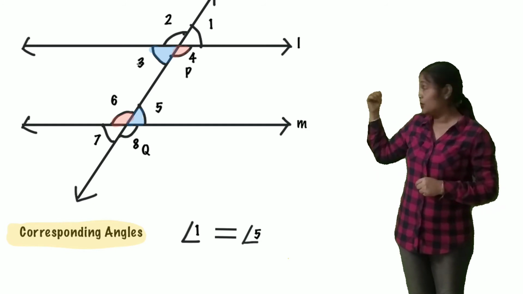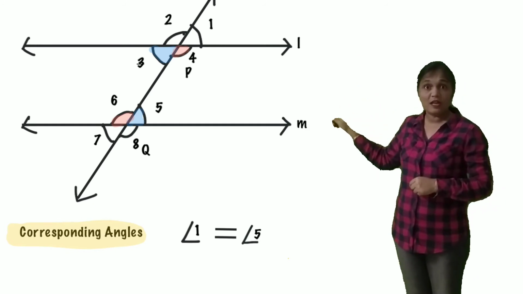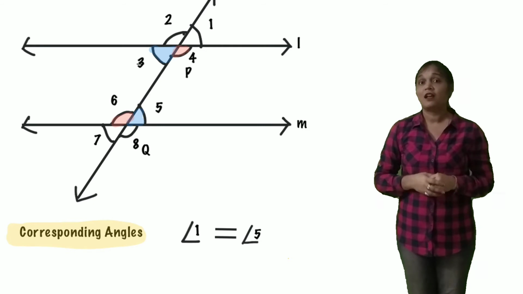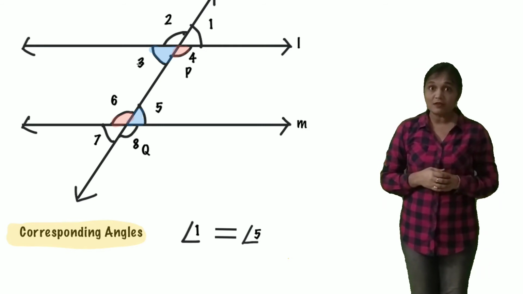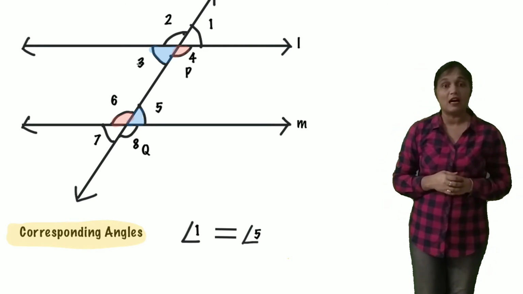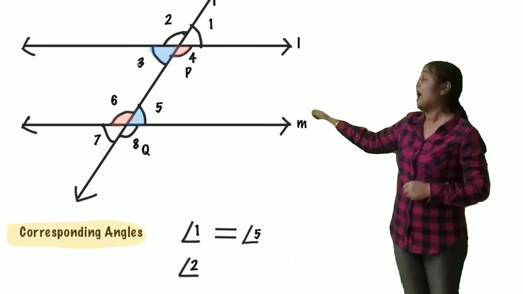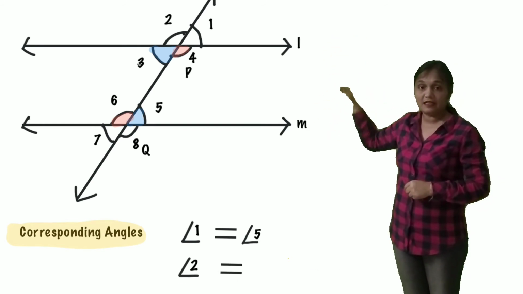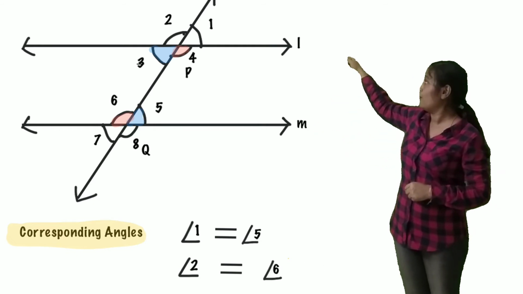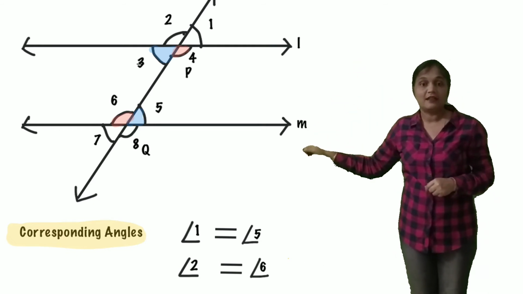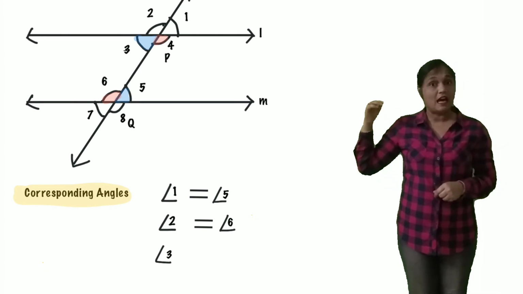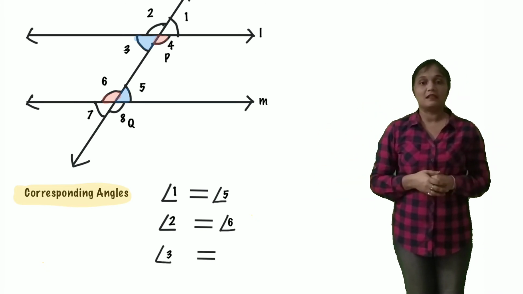And what do you think? Is this the only pair of corresponding angles? No. The other pairs of corresponding angles are angle 2 and angle 6, angle 3 and angle 7, angle 4 and angle 8. So these are the corresponding angles.